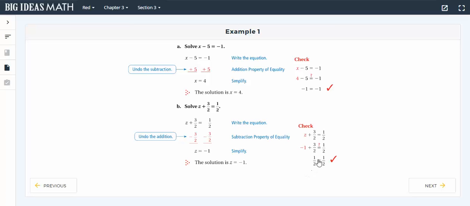So that does work. So again, you can use your calculator to check it if you're not sure of the math of it. But negative 1 plus 3 halves does equal 1 half. So if you understand this one, I think you'll be able to try some on your own.